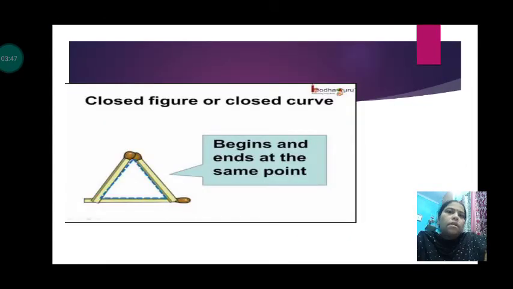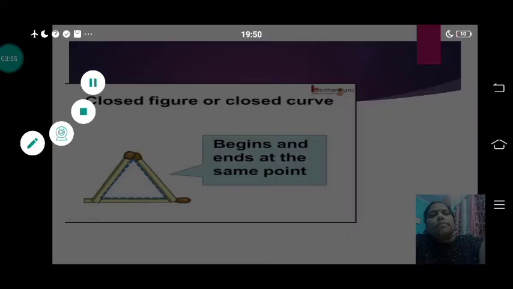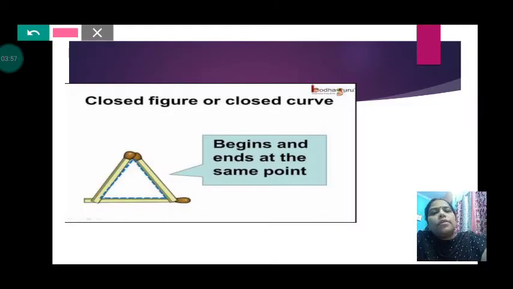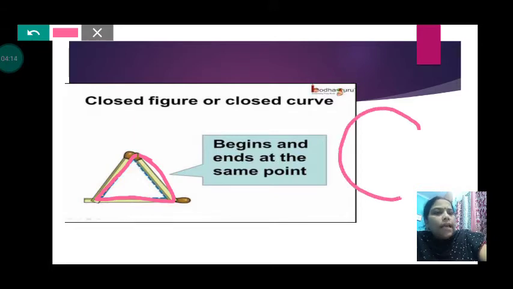Then a closed figure or closed curve begins and ends at the same point. As you can see, the tip of the matchstick. From here it has started, and it ends at the same point. So closed figures or closed curves begin and end at the same point. Like if we are drawing a circle, we start from one endpoint, and when we touch that endpoint again, there we end, and that will make a closed figure.